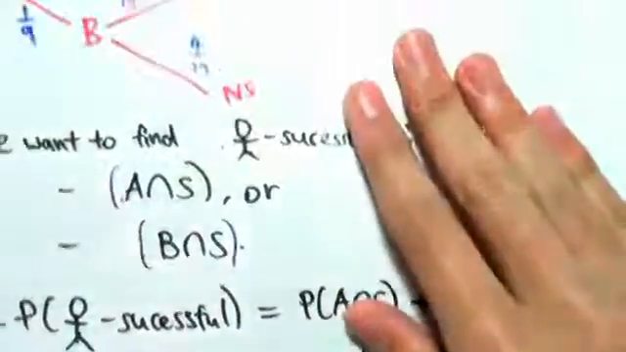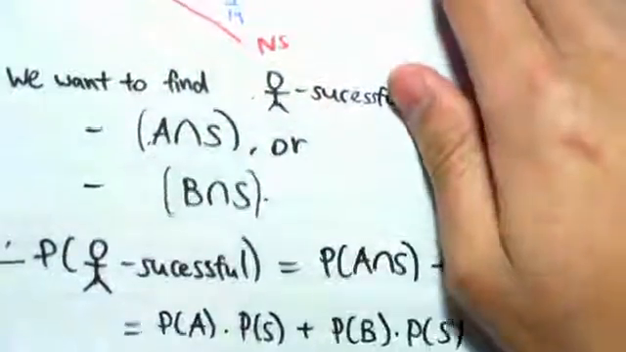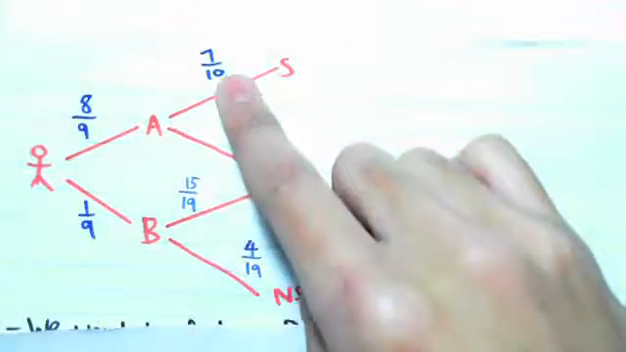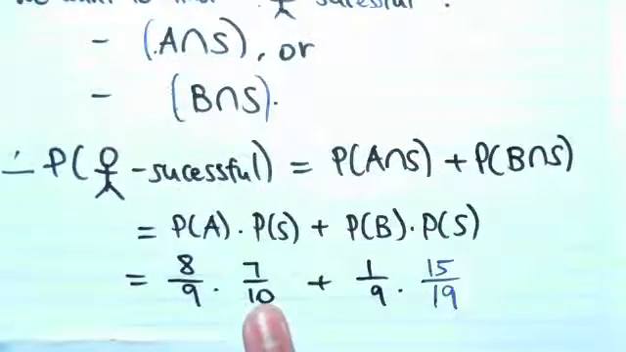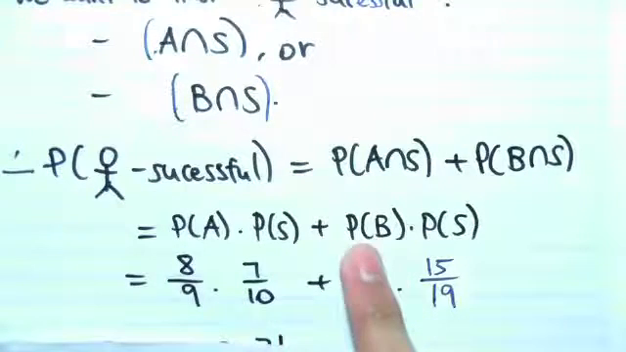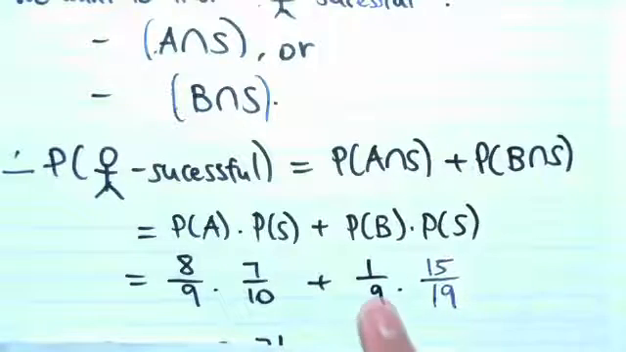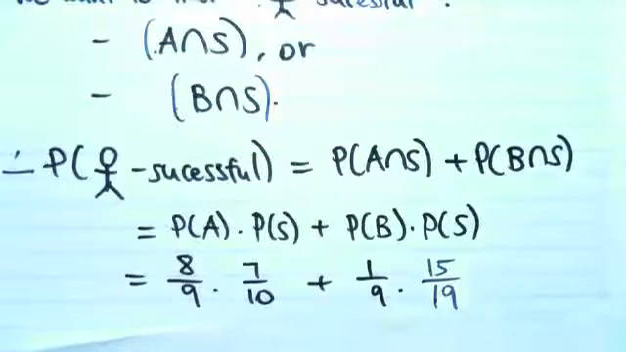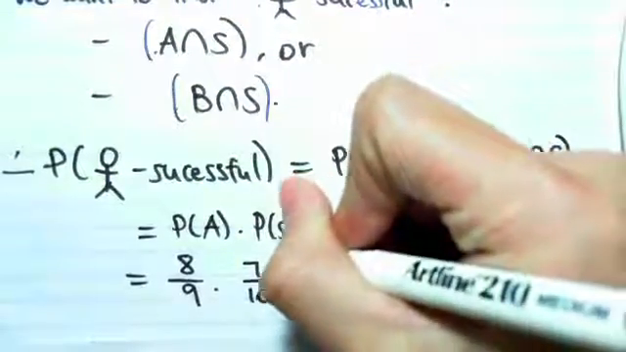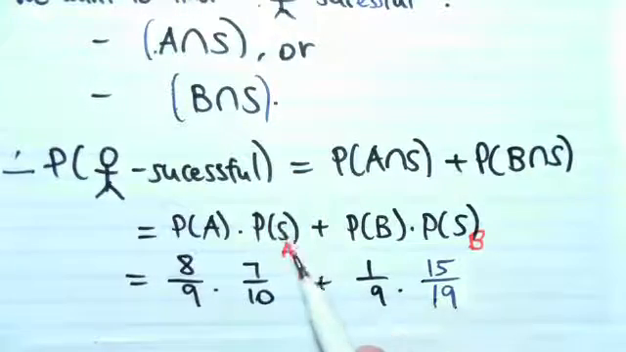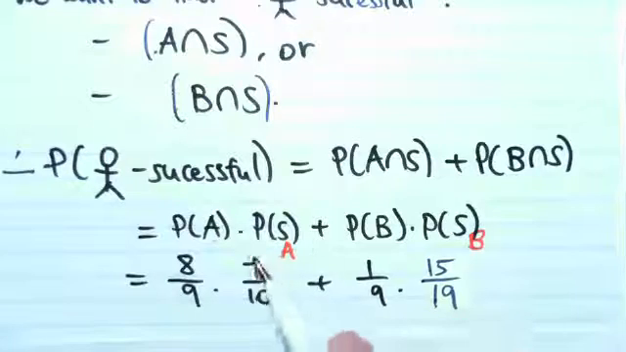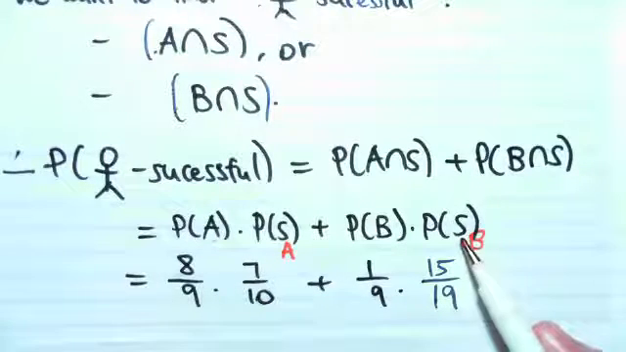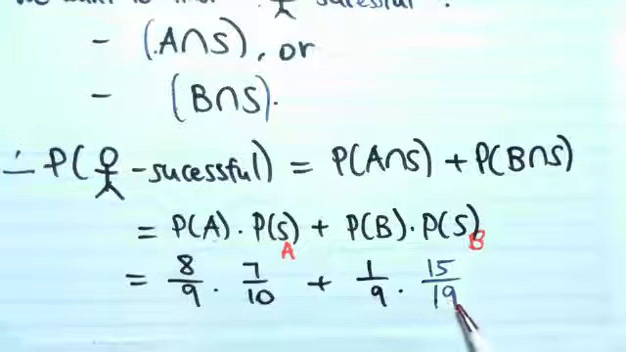So now we're just plugging in all the numbers. Because we found that the P of A is 8 on 9, and that the P of S is 7 on 10 from the treatment A, we can sub in numbers, so it's 8 on 9 times 7 on 10, plus 1 on 9, which is the probability of getting treatment B, times the probability of being successful, assuming that you took B, which is 15 on 19. So by S here, I mean S given A and S given B. So S given A is the probability of becoming successful assuming that you took treatment A, which we found to be 7 on 10, and the probability of being successful with treatment B, which we found to be 15 on 19. And this was all given by the question.